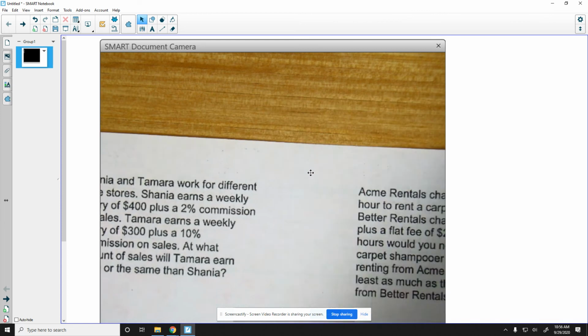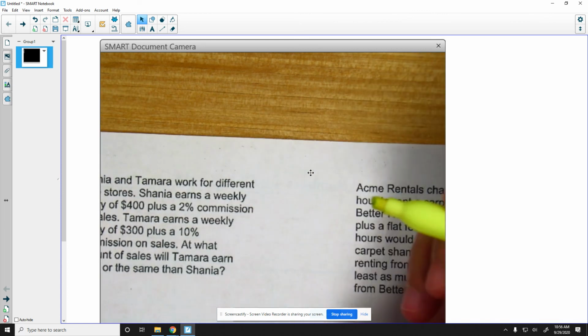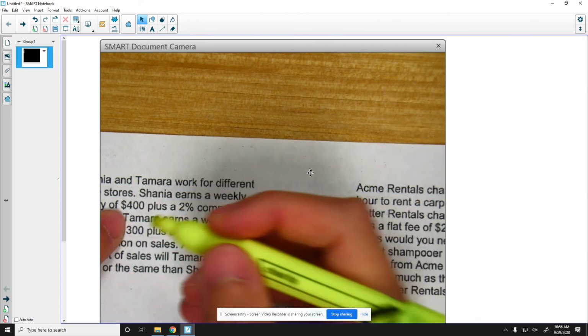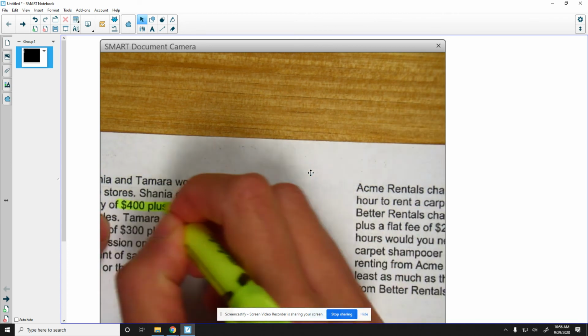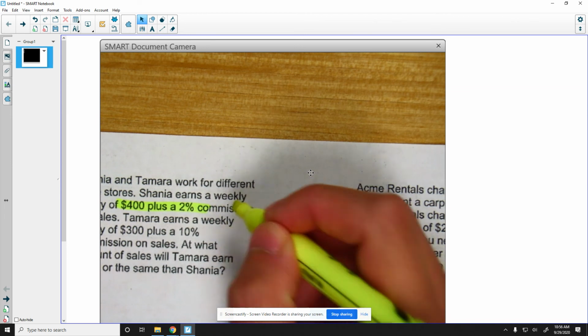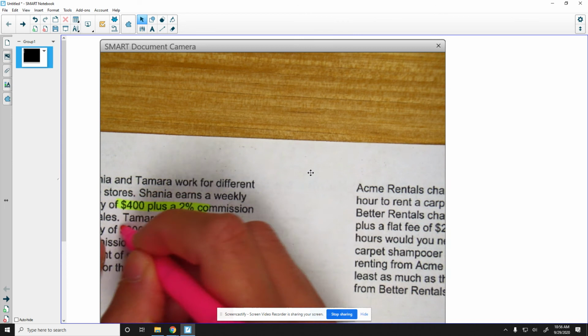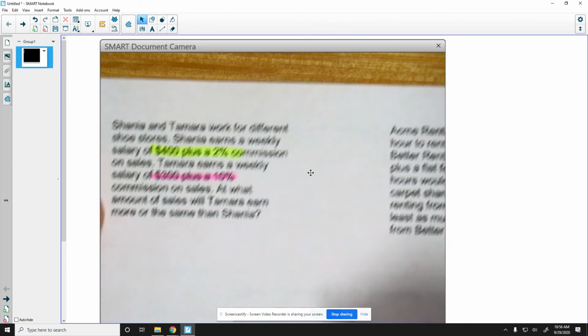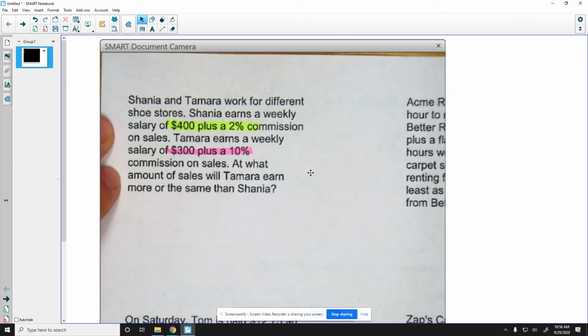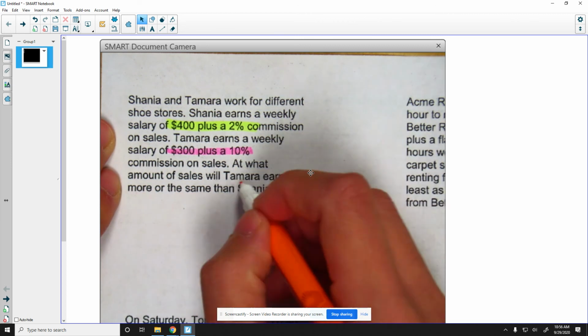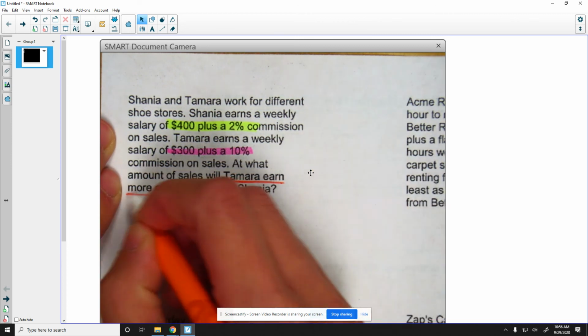Okay. Backside. Shania and Tamara work for different shoe stores. Shania earns a weekly salary of $400 plus a 2% commission on sales. Tamara earns a weekly salary of $300 plus a 10% commission on sales. What amount of sales will Tamara earn more? Tamara earns more.